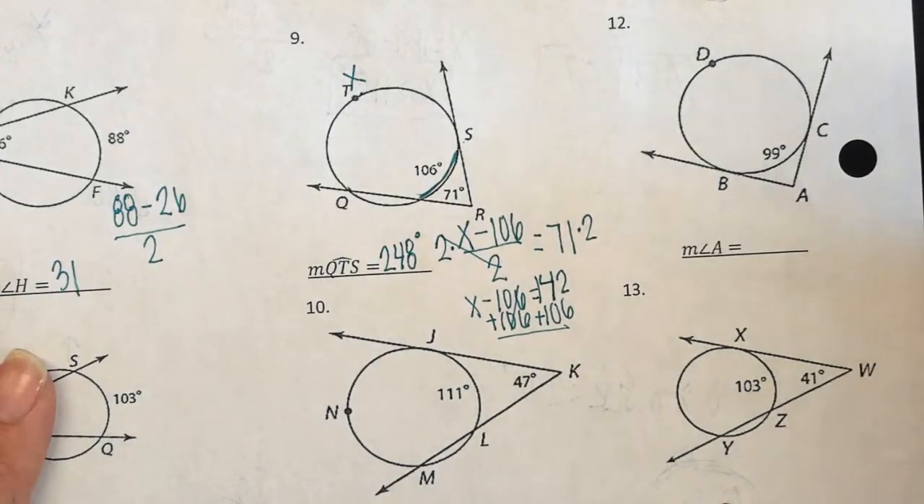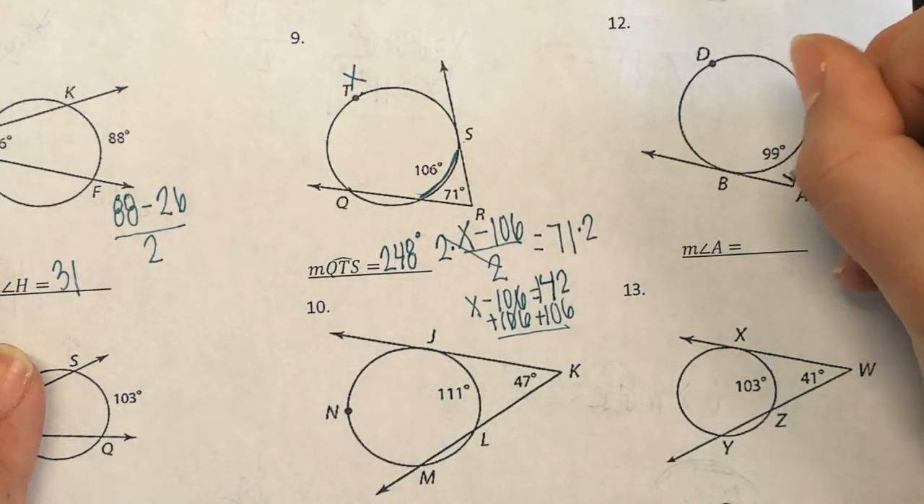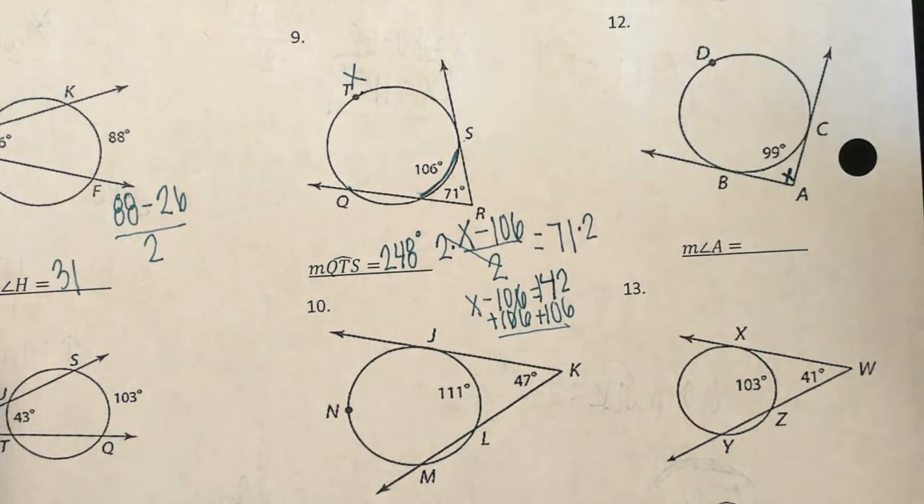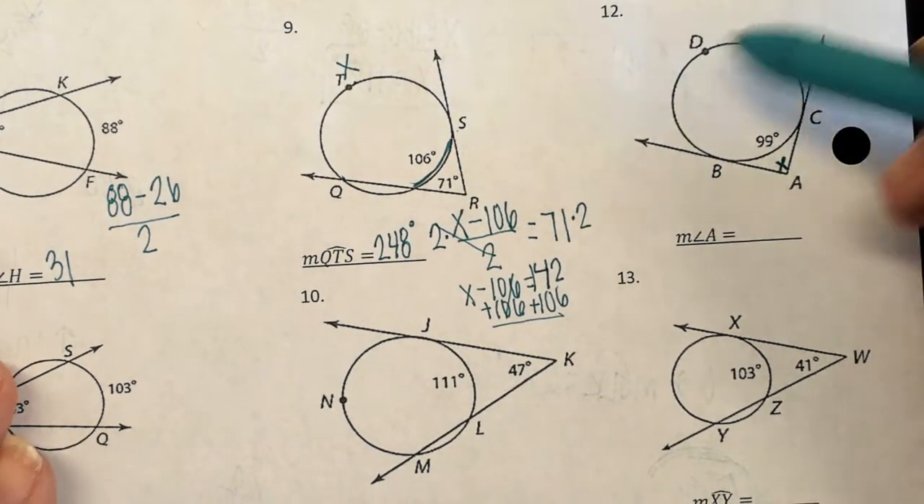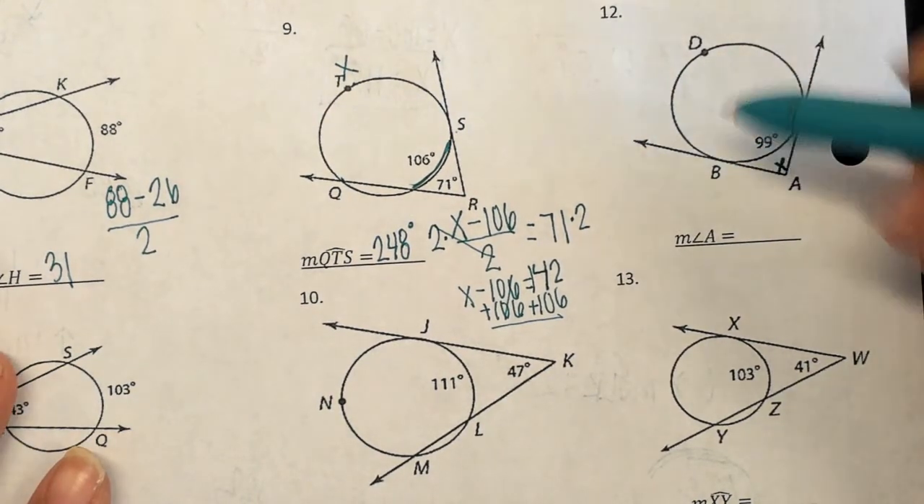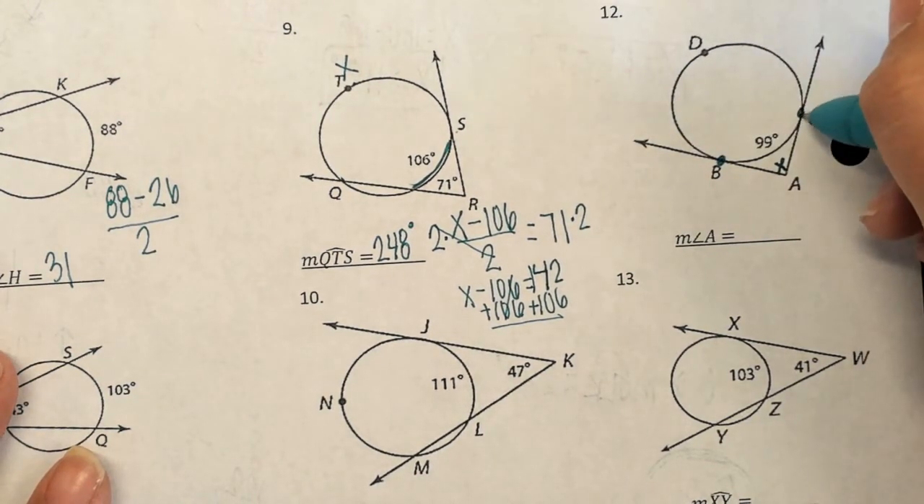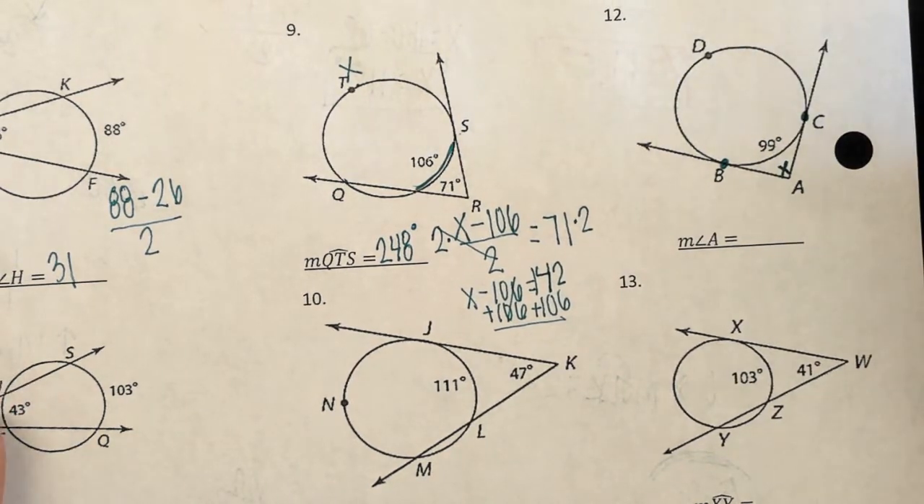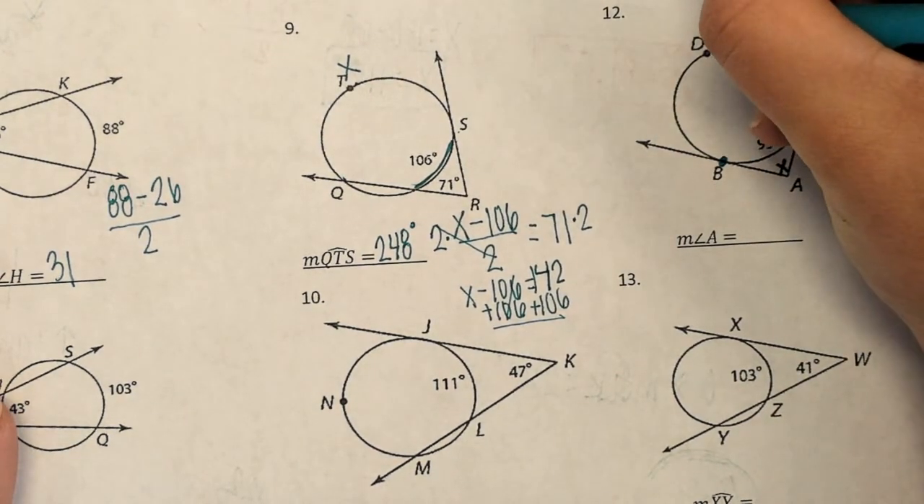Okay, back to number 12. We're solving for an angle again. So I'm going to put x here because that's what we're solving for. How many arcs is this circle divided into? And I know one of them. Can I find the other? Yes. How? 360 minus 99. Right? Because they all together have to equal 360. 99 of it's taken. So our big arc is whatever 360 minus 99 is. 260.